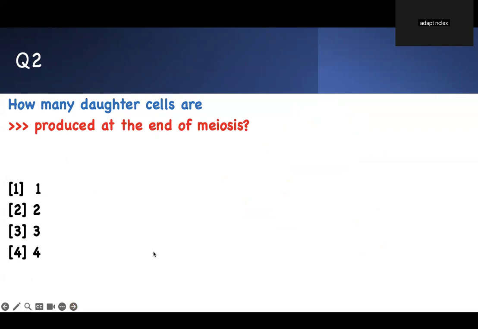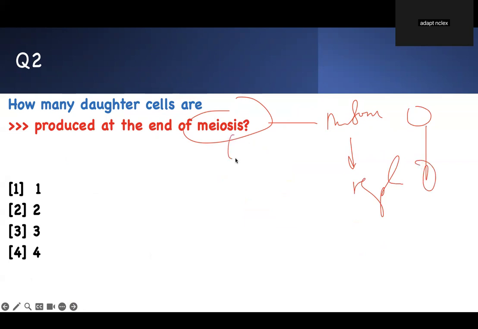How many daughter cells are produced at the end of meiosis? You have to know the difference between meiosis and mitosis. The key is what? Mitosis is just basically replicating what you have. One, you go here. Meiosis wants to make a gamete. So one divides into two, right? Then it divides into two, and when you finish, you go to another cycle. So you end up having 4 cells.